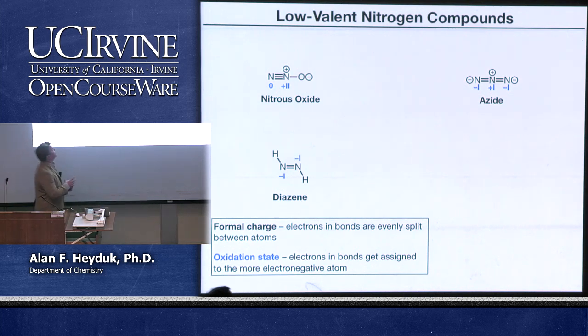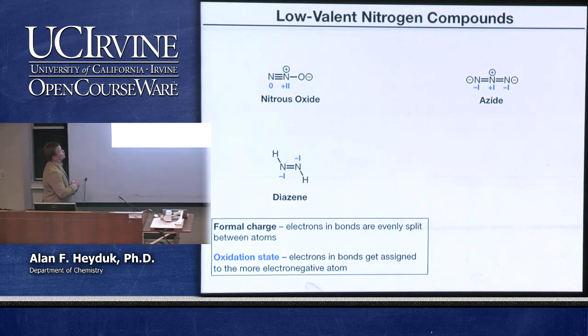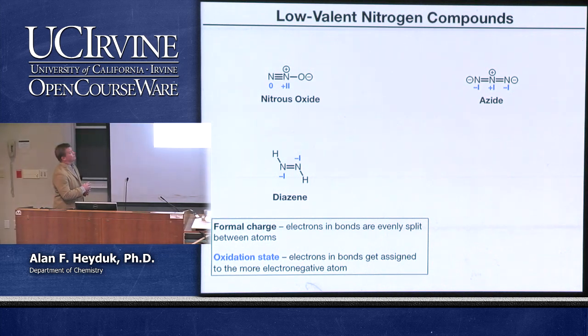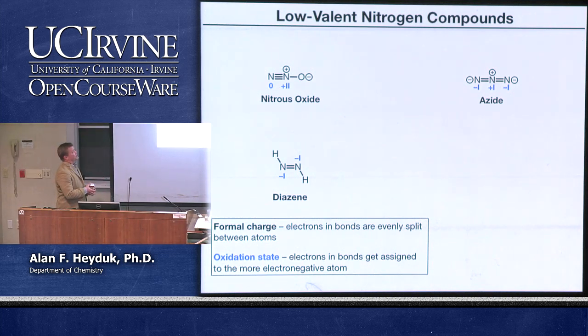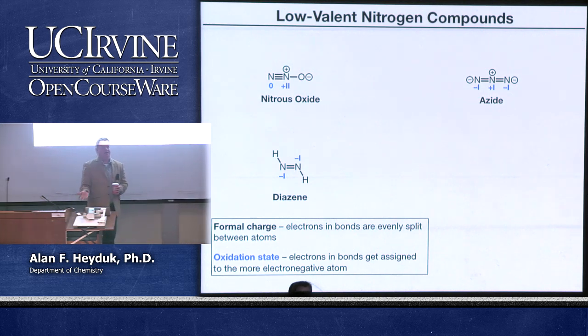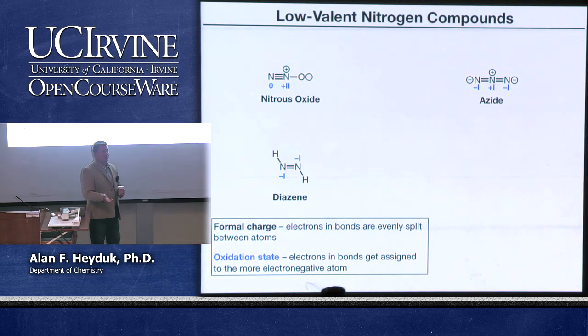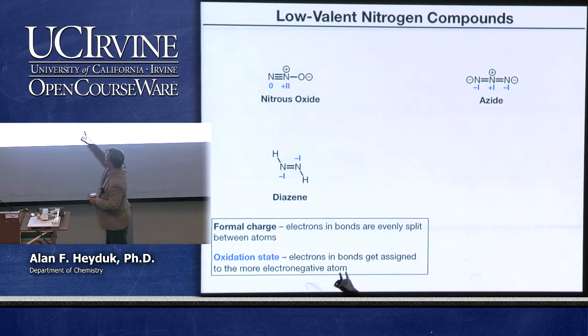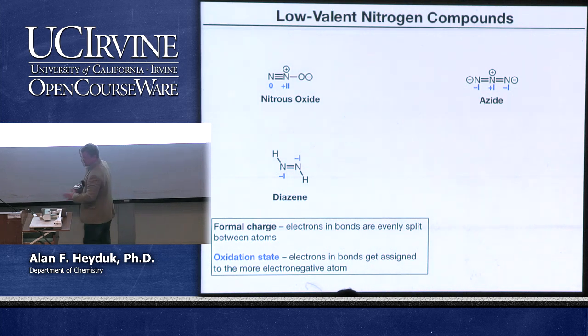Diazine, here's an example where the nitrogens have both formal charges of 0, but the formal oxidation state is -1, because both of the electrons in the NH bond get assigned to the nitrogen. For oxidation states, when you have two of the same element, like the nitrogen-nitrogen double bond, in that case you split the electrons evenly.